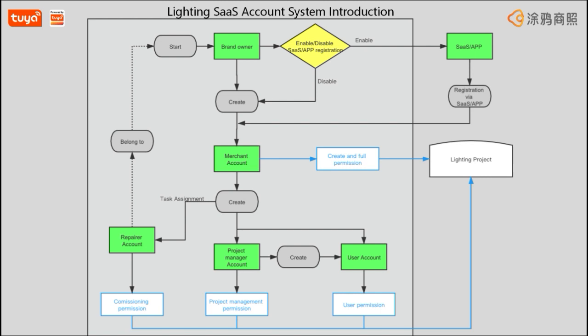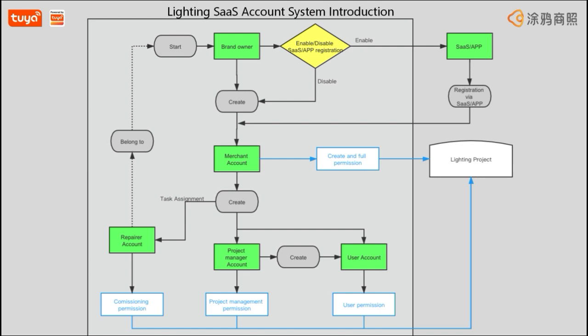Basically, we have several kinds of accounts. The first one is brand owner. You own your own brand and you can also open a lot of merchant accounts. For example, you have some distributors or some installers and they also want to do some lighting project, and then you can open an account for them, and you can allocate the number of projects and the number of device nodes to them for them to create their own project.